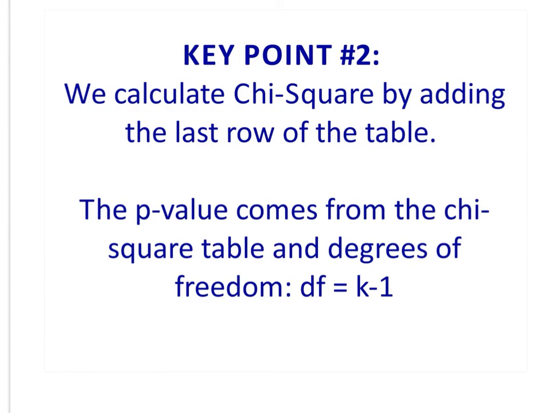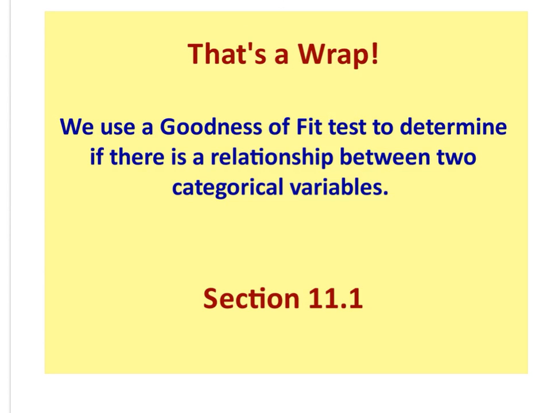Calculate chi-square by adding the last row of the table. And the p-value comes from the table and degrees of freedom of k minus 1. So that's a wrap. We use a goodness of fit test to determine if there is a relationship between two categorical variables. This is section 11.1 in your textbook.